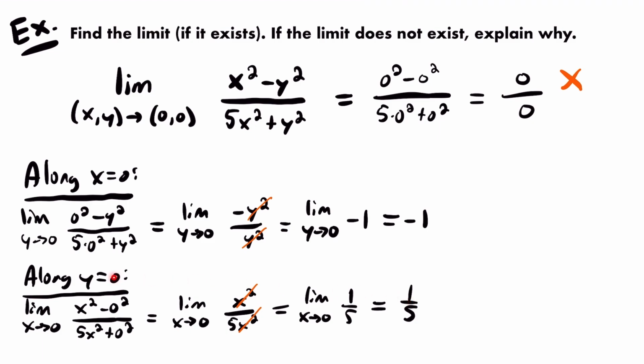As you travel along the path y equals 0 on this surface, and you approach the point 0, 0, the path is leading to a z value of 1/5. That is different than what the x equals 0 path led to. It led to negative 1.